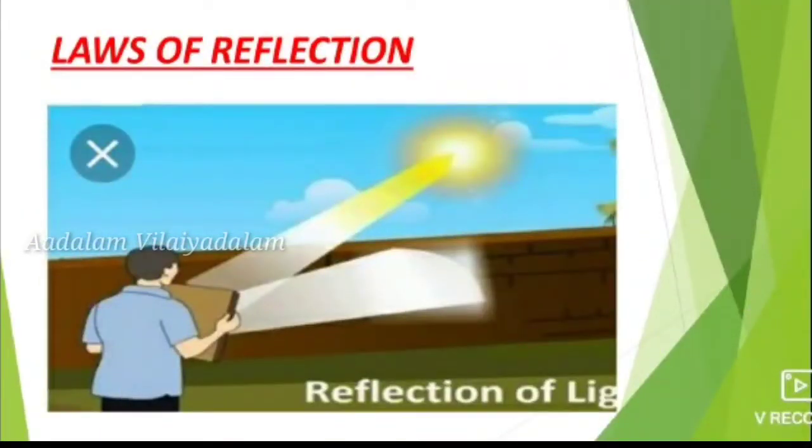Let us start today's class with the topic laws of reflection. What is meant by reflection? The definition of reflection is a ray of light falling on a body and bouncing back. The bouncing back of light rays on a polished surface is known as reflection.